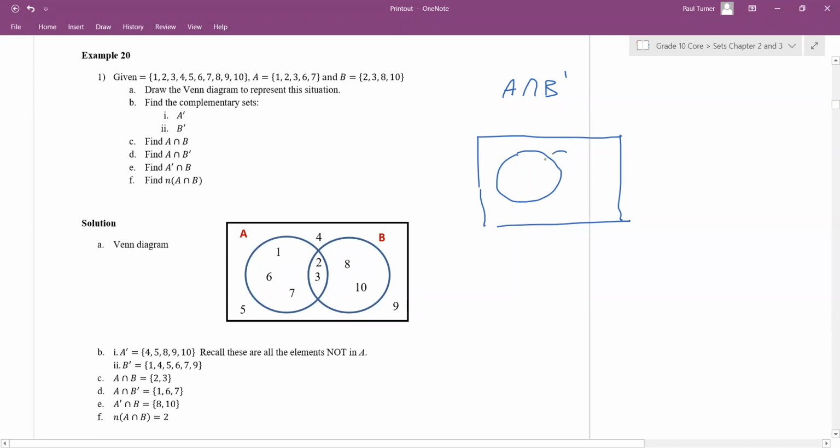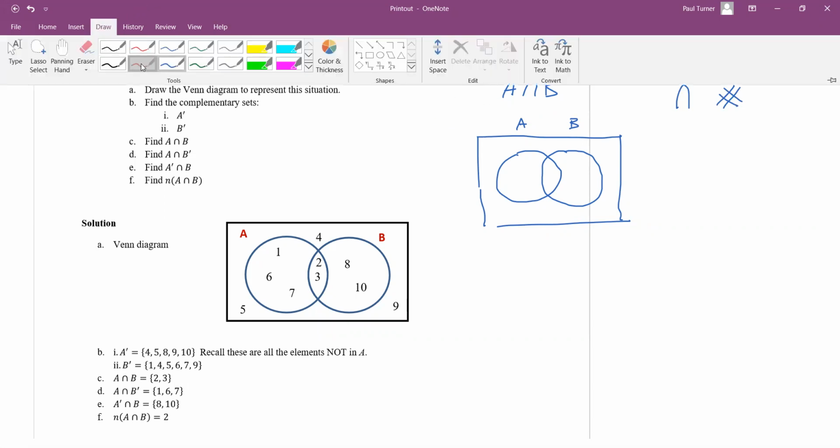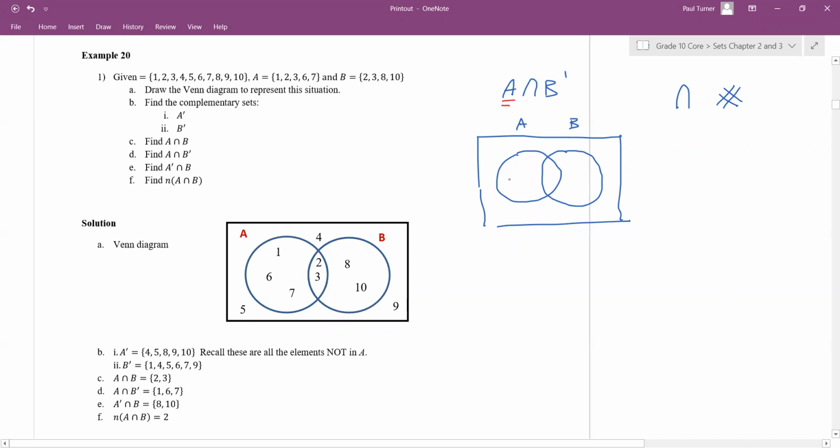So now we need to learn how to shade in the diagram a bit. This is set A, this is set B. So A touching not B. This symbol here, we are looking for this. And I'll show you what that means in a minute. So the first thing you do, we shade in A here.